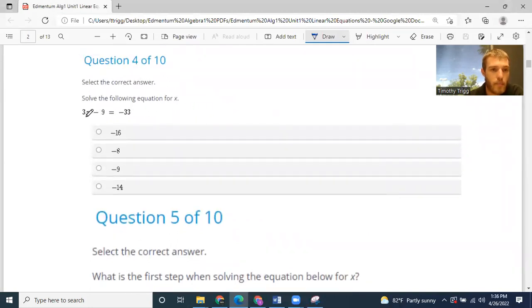Here, let's solve for X. So first thing I want to do to solve for X, I'm going to add nine to both sides. So I've got 3X minus nine equals negative 33. First thing I'm going to do is add nine to both sides of the equation. So to cancel out minus nine, you use add nine. And you add nine here as well.